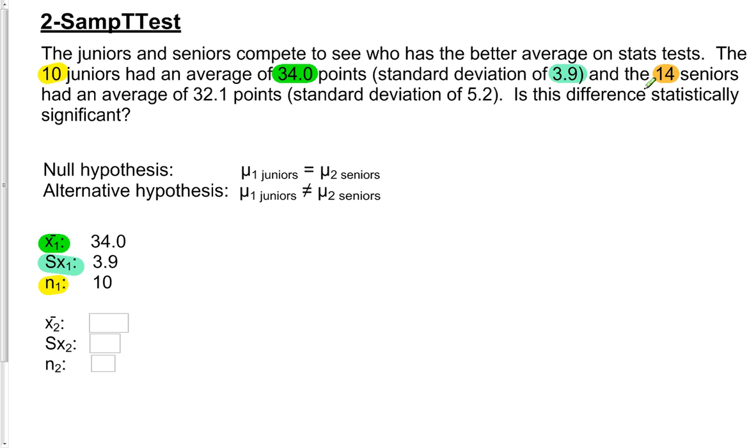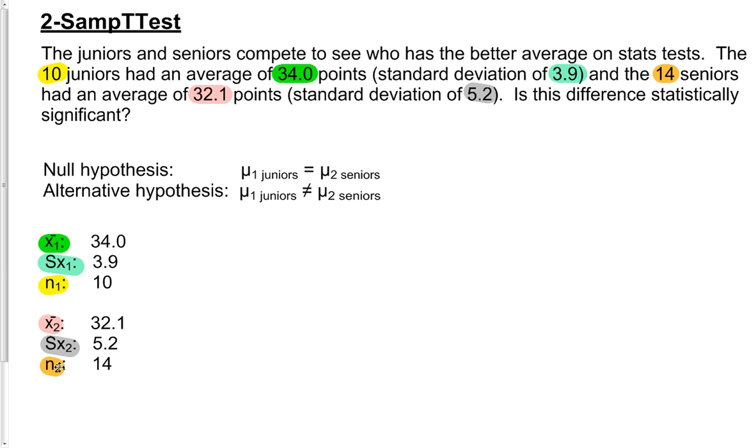Next part, we have 14 seniors. That's the number of seniors. So that's our second value of n. We have an average of 32.1 points. So that's our sample data collected, our x-bar. And we have a standard deviation of 5.2. So that's going to be our Sx2 here. So we'll uncover these.